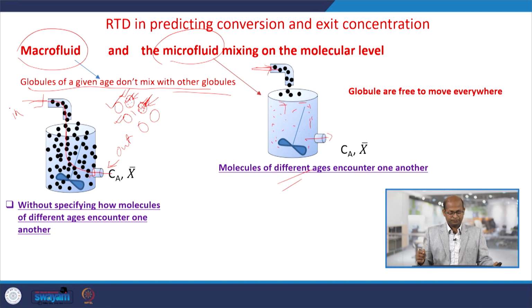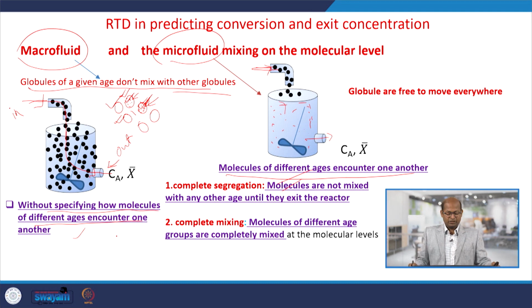Okay. So, here, without specifying how molecules of different ages encounter one another, complete segregation of molecules is possible in this case. Since each globule, the molecules present inside that globule, reacts inside the reactor and follows that pathway, while other globules follow different pathways. So, therefore, here complete segregation is there in this way, and in the other way complete mixing is there.